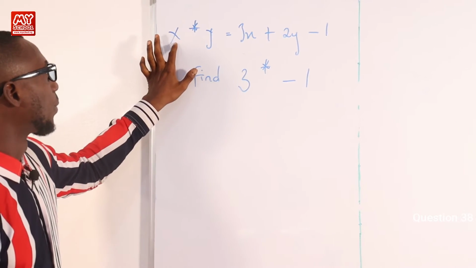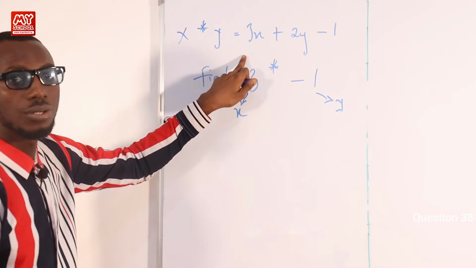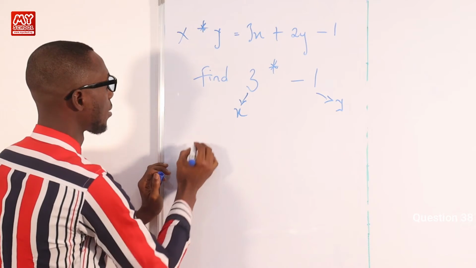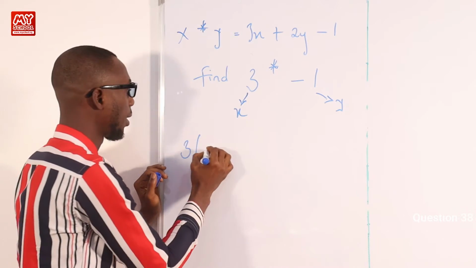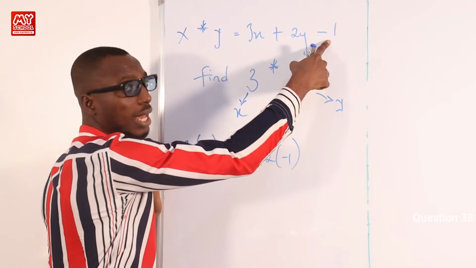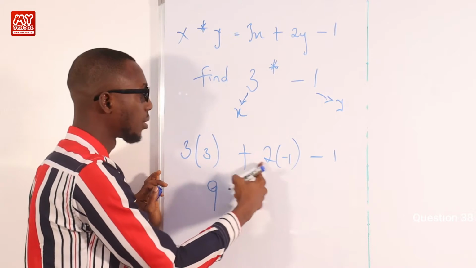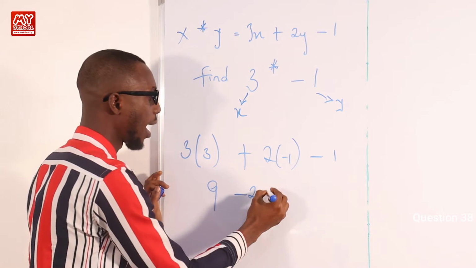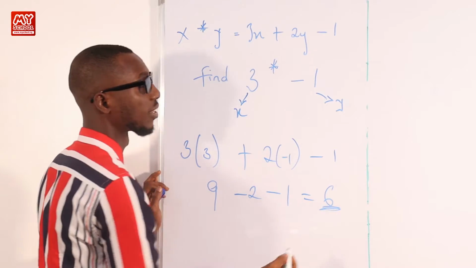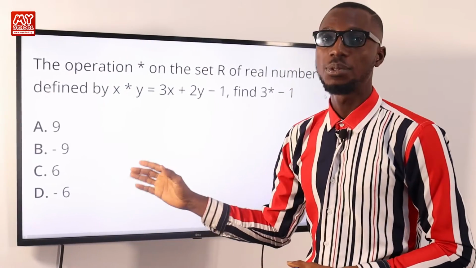So we can see x, we can see y, so this represents x, and this represents y. So this is the equation we are working with. So this implies that 3 into bracket, where x is 3, plus 2, where y is minus 1, then the remaining minus 1. 3 times 3, we have 9. 2 times minus 1, that is minus 2, times plus, that is still minus 2. Then we have minus 1. So 9 minus 2, that is 7, minus 1, that equals 6. So let's go back to our screen and confirm our option. So the correct answer is option C for 6.